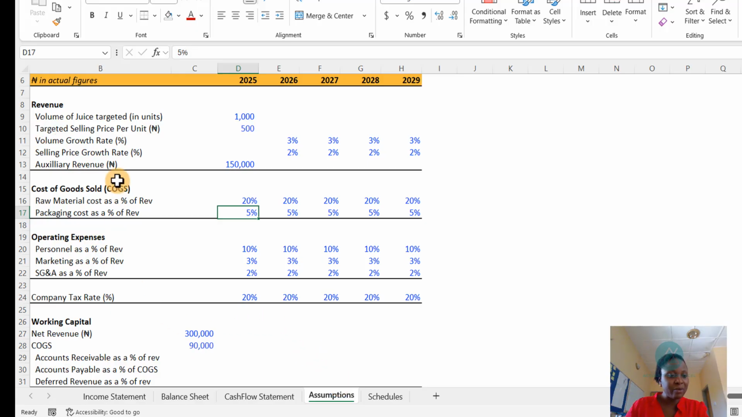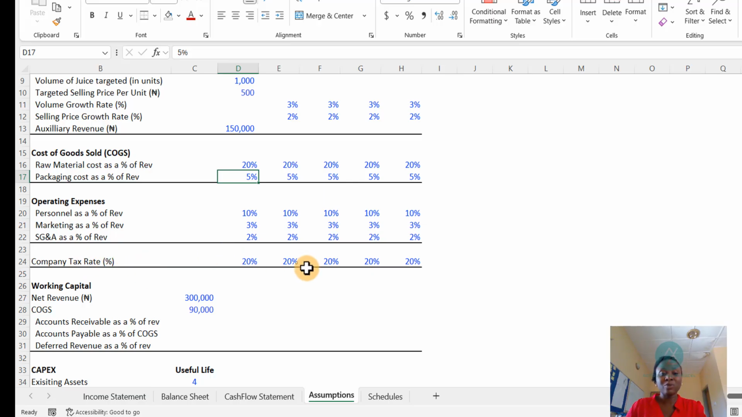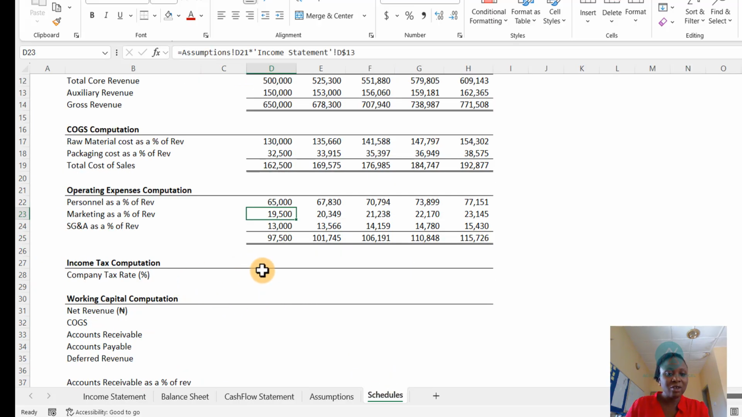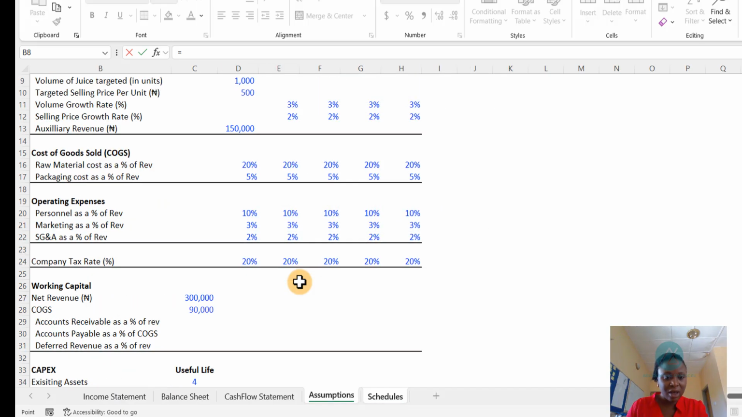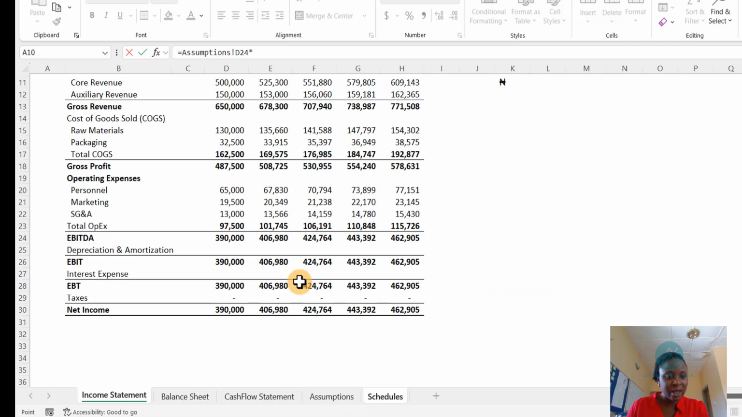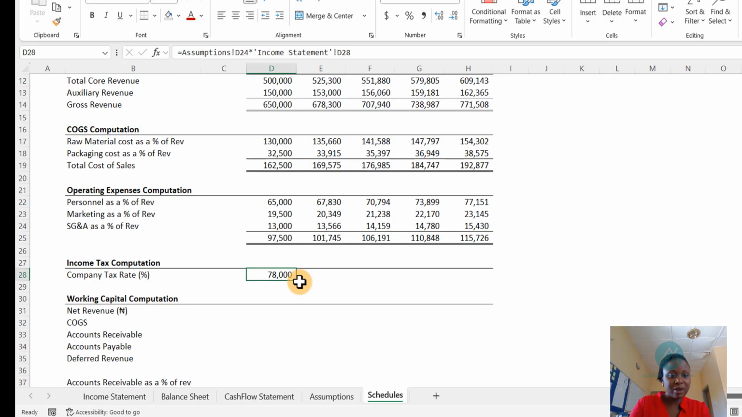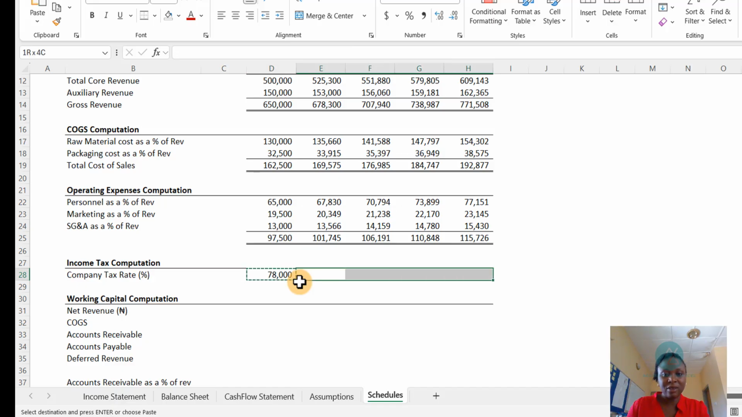We are done with revenue, cost of goods sold, and operating expenses. So we have our company tax, 20% of earnings before tax. So go to our schedule and prepare our company tax. Company tax is equal to, go back to the assumption, pick the percentage for company tax and multiply it by the earnings before tax on the income statement. So we have our EBT, then here you go. You can just copy the formula and paste it to the right.